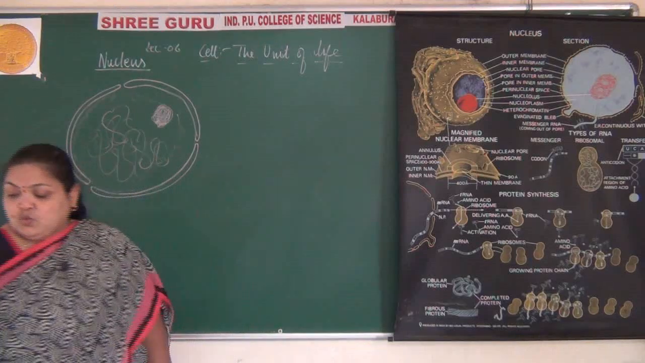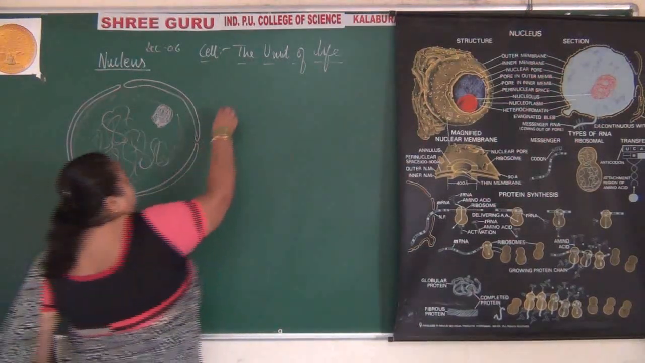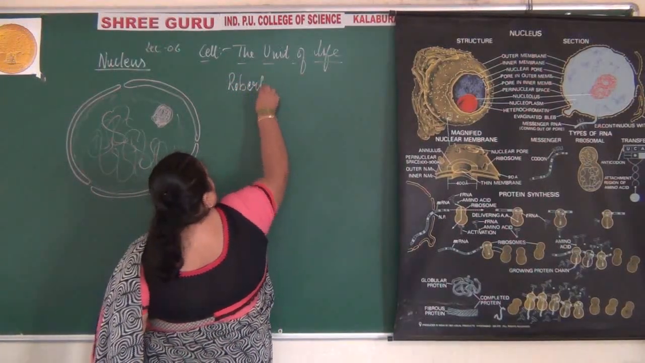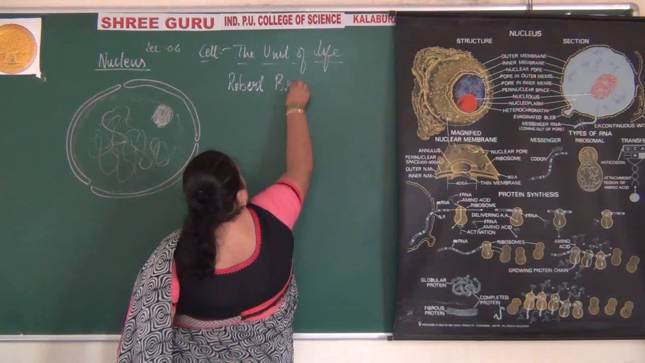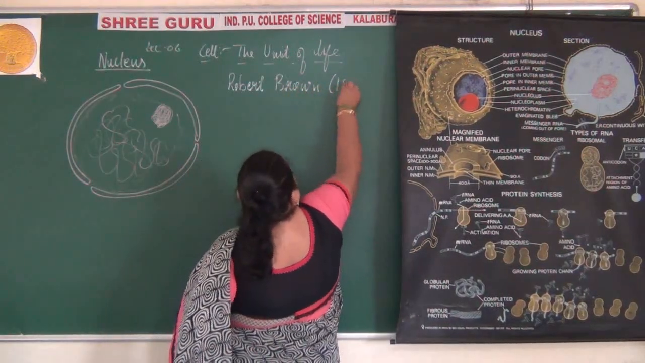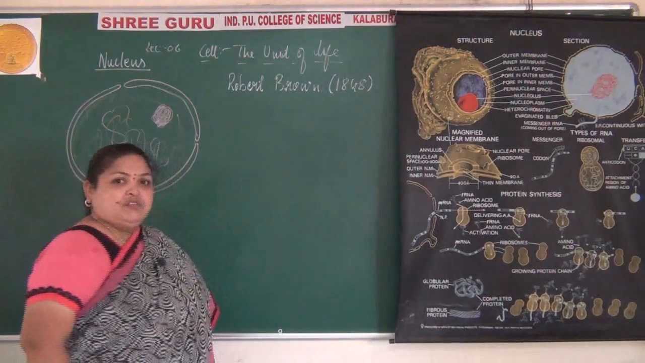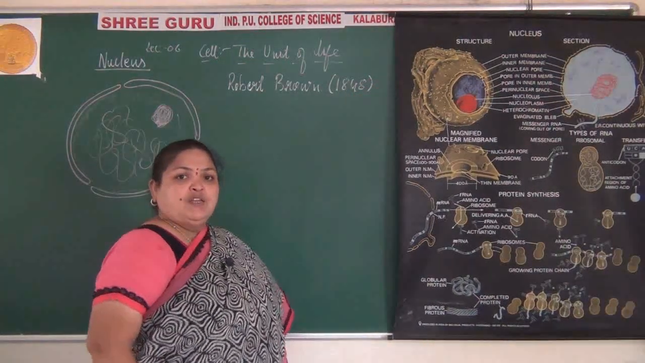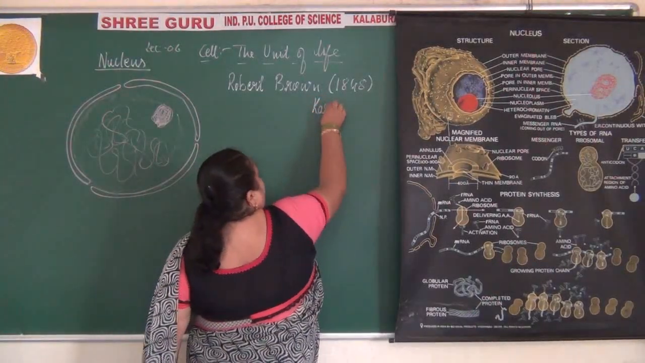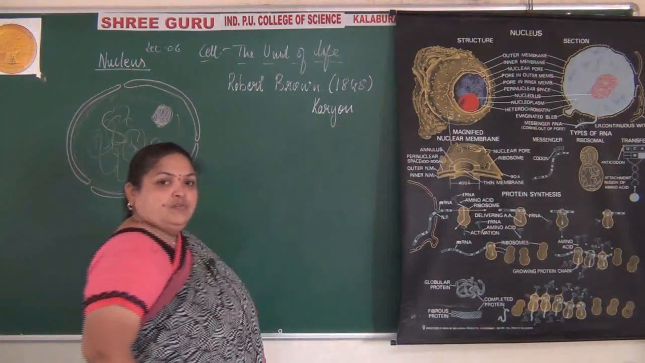The nucleus was discovered by Robert Brown in the year 1848. He described it scientifically. The nucleus is known as karyon. It is known as karyon.